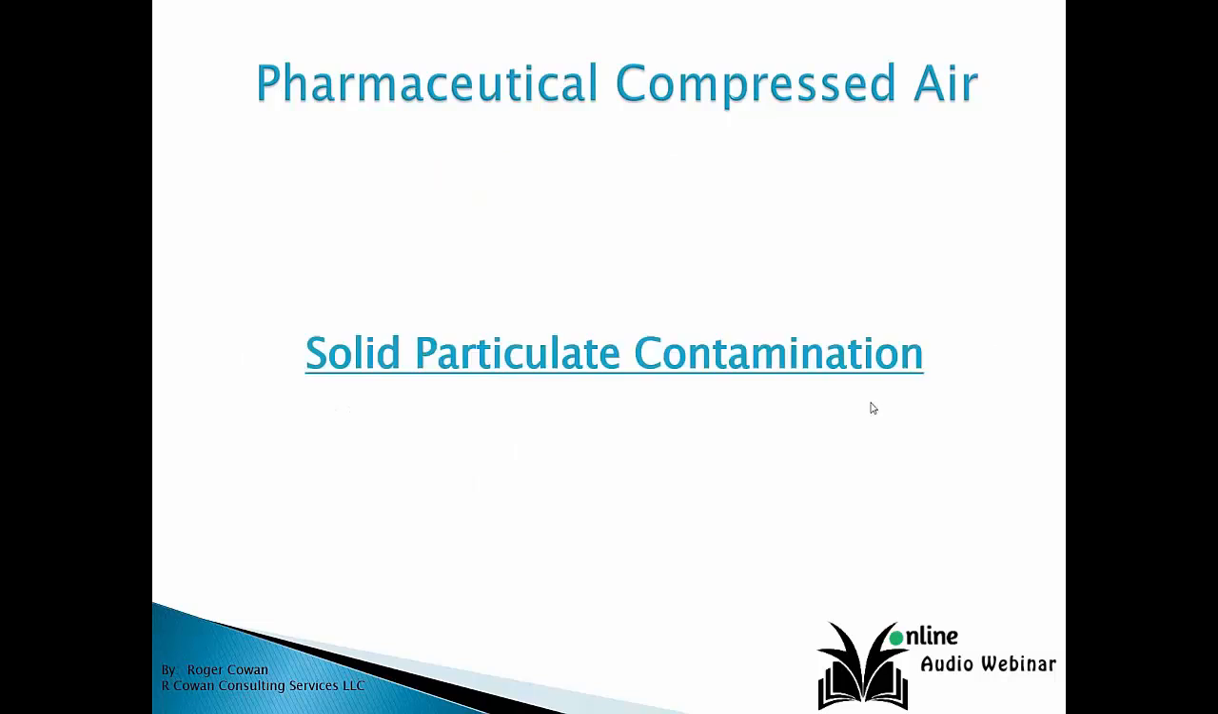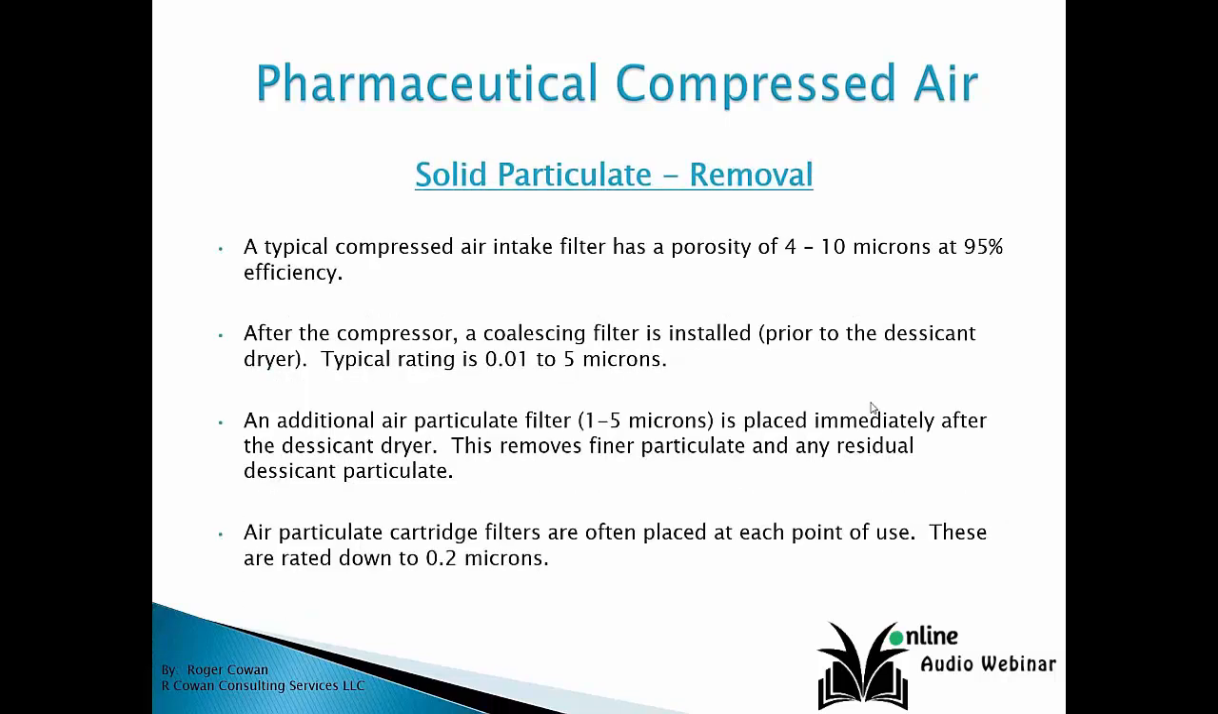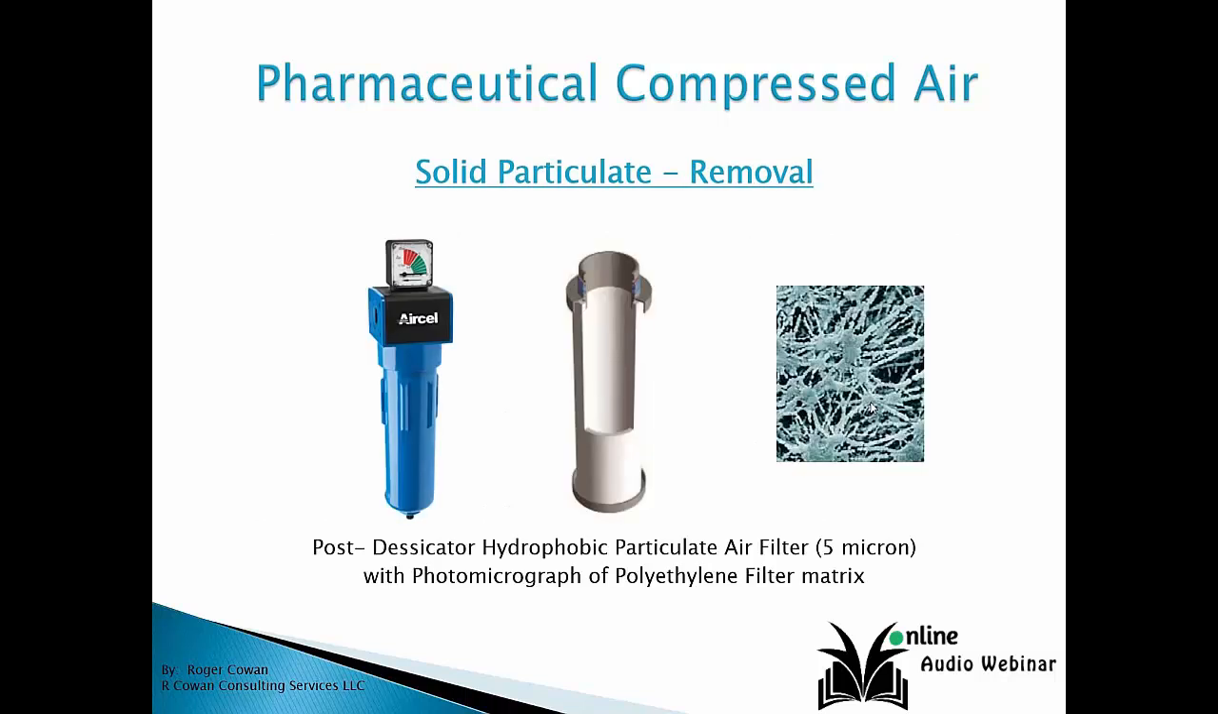So let's move on to the three different types of contamination we find in compressed air. The first one is solid particulate contamination. Particulates found in compressed air come from the actual ambient intake air. You'll have a filter in place, and that has a porosity of about 4 to 10 microns, 95% efficiency. I've got here photographs of a particulate air filter. The first one is the one that I talked about, the post-desiccator hydrophobic particulate air filter at 5 microns.